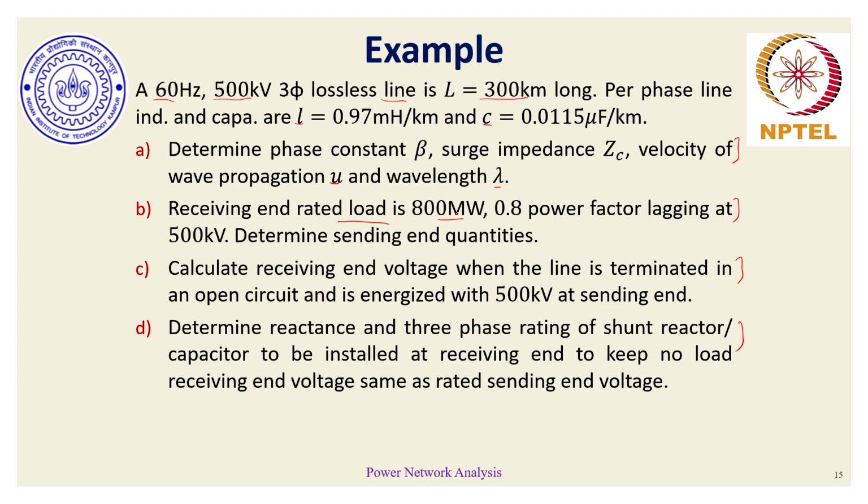Voltage is also given. Then find the receiving end voltage when the line is at no load with the sending end energized at 500 kV. And finally, for part D, we want to find the reactance which, if installed in respect to part C, would minimize the Ferranti effect and bring down the receiving end voltage to the same voltage as the sending end.